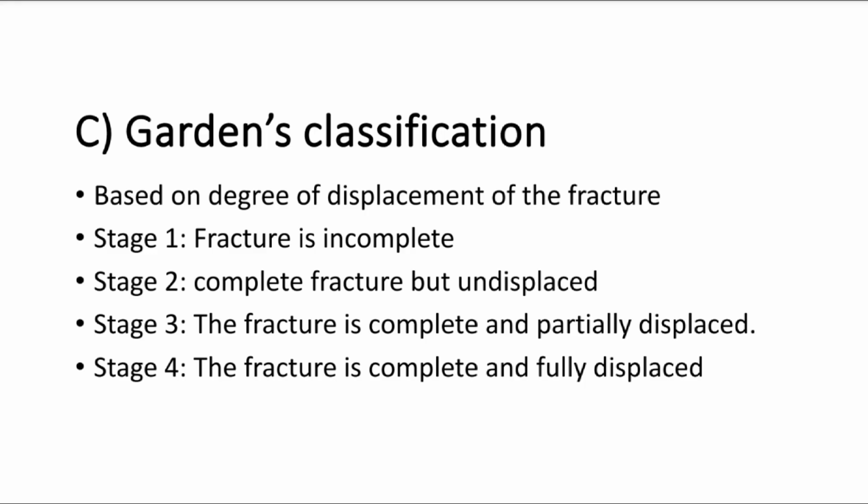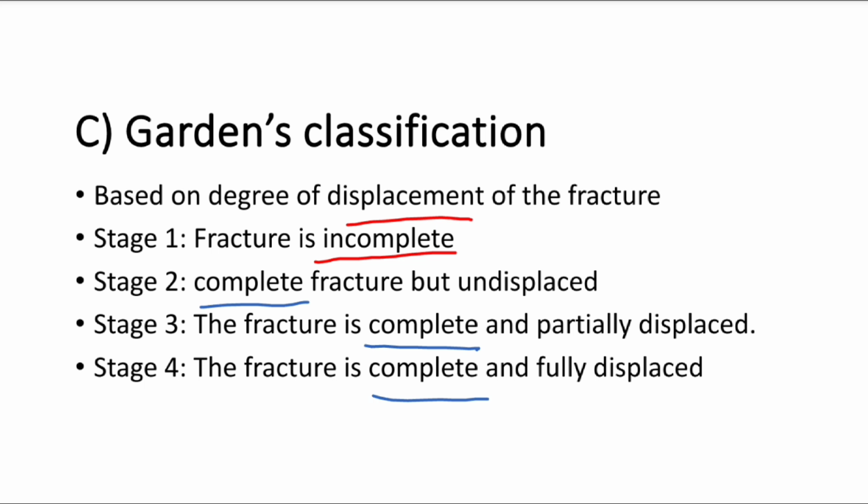Next classification is Garden's classification, which is based on the degree of displacement of the femur. There are four stages. In stage 1, there is an incomplete fracture. But in case of the second, third and fourth, there is a complete fracture. How can you differentiate between second, third and fourth? You can differentiate based on the fracture displacement.